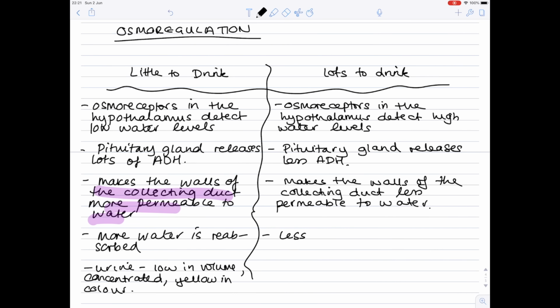So less water is reabsorbed, and therefore resulting urine is high in volume. So we're saying the exact opposite: dilute, pale in colour.